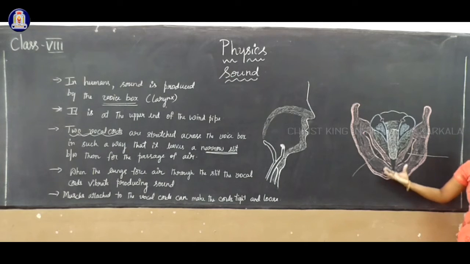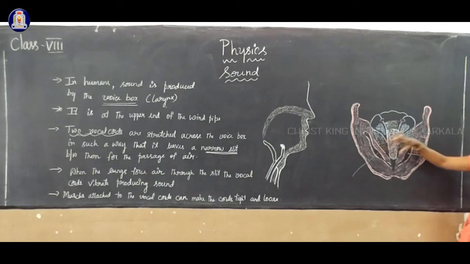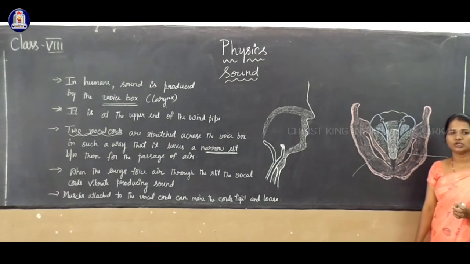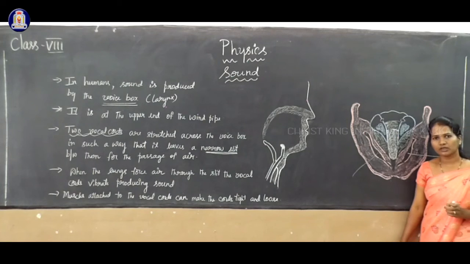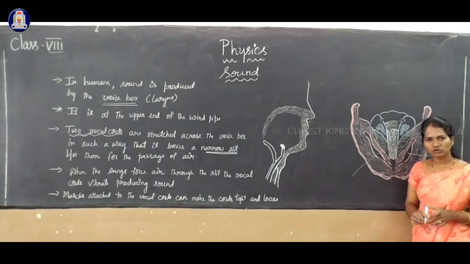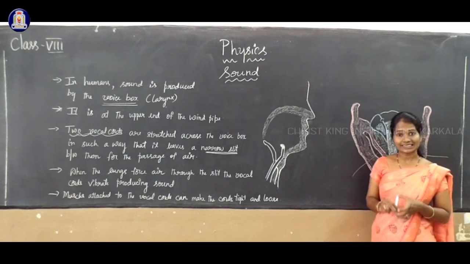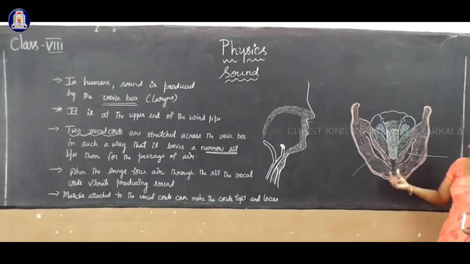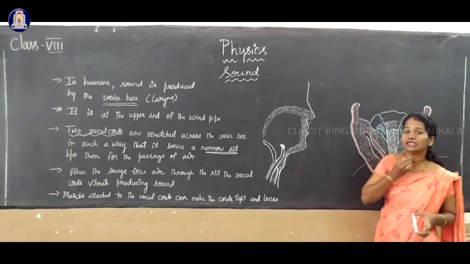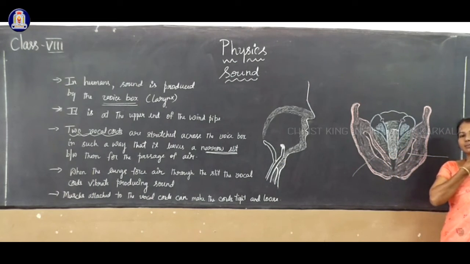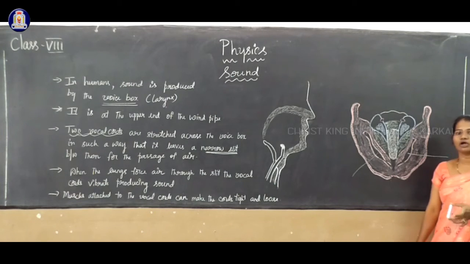When the lungs force the air, the vocal cords start vibrating. Because of the vibration of the vocal cords, sound is produced in human beings. In humans, there is a special structure called the voice box, also called the larynx. This larynx is present at the upper end of the windpipe.